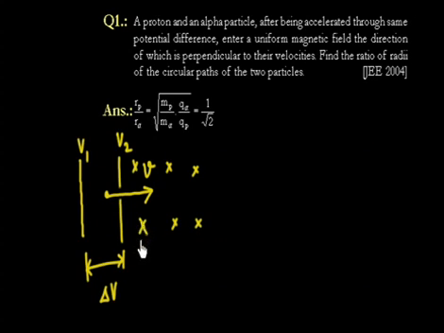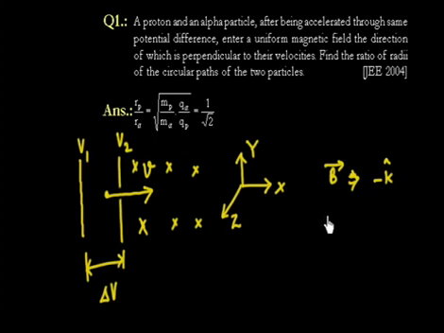So there is a uniform magnetic field which is perpendicular to the velocity, of course. The velocity is in the x direction, this is your y direction, and this is your z direction, the inward side of the plane of the paper. So magnetic field B is towards the minus k direction. Are you getting it? Find the ratio of radii of the circular paths of the two particles.